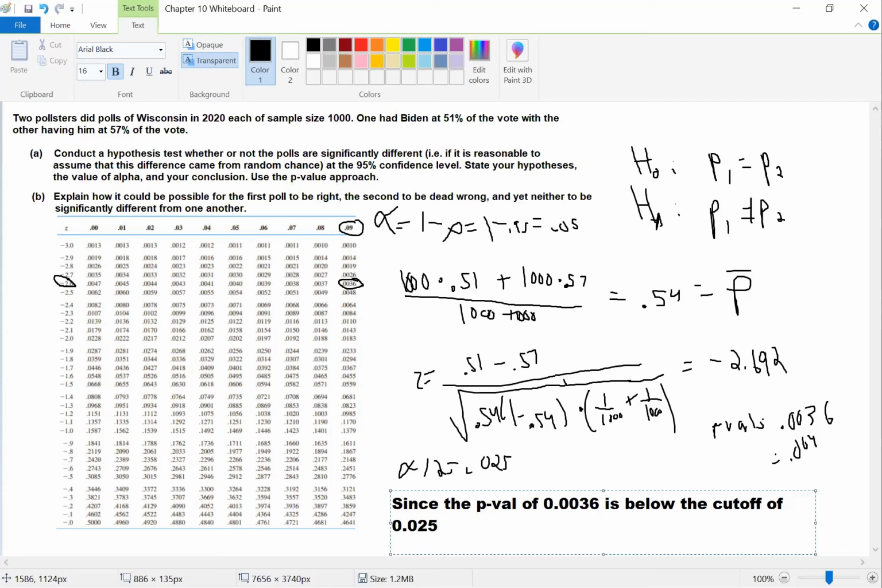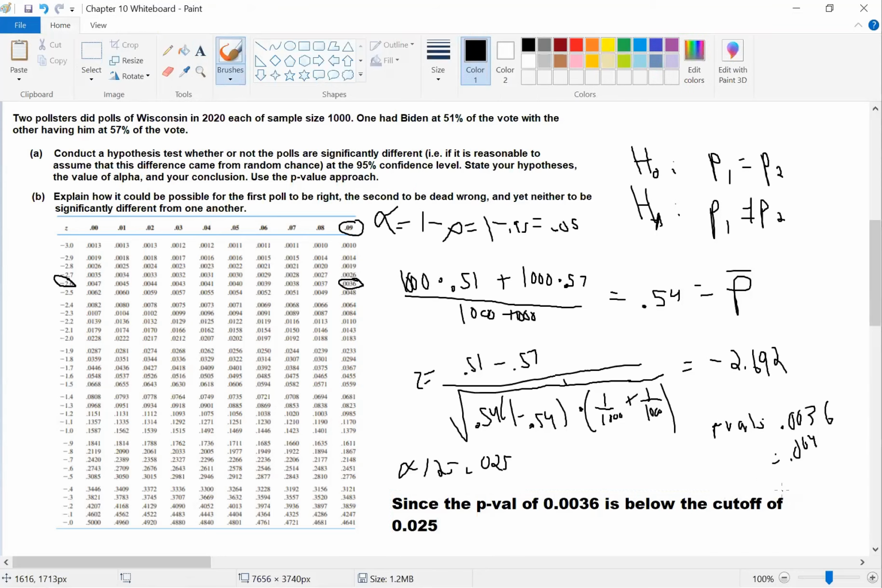Yes. Pardon? Yes, doesn't change. Yes, you're correct. Sorry, I forgot about that. Forgot it was two-tailed, got to multiply from both ends.